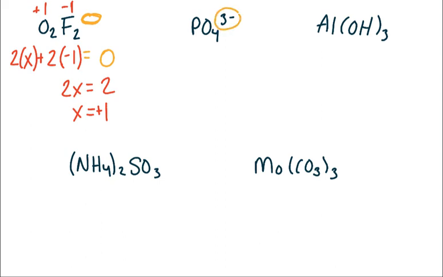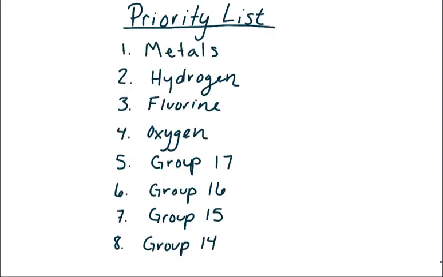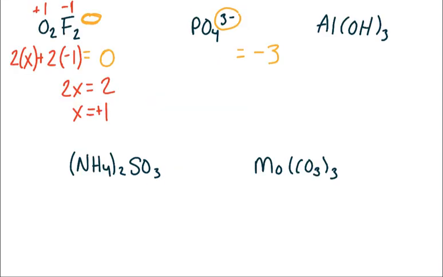All right, let's look at an example with an ion. So the charge of this phosphate ion is -3, which means the total charge of this compound has to equal -3. The first thing we do is we look and see, okay, who has priority, oxygen or phosphorus? If we look at our list, oxygen is number 4, phosphorus you find in group 15. So oxygen has priority in this case.